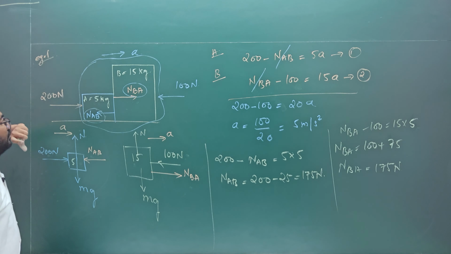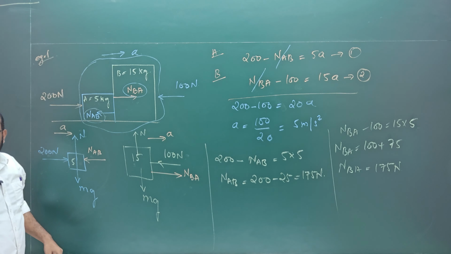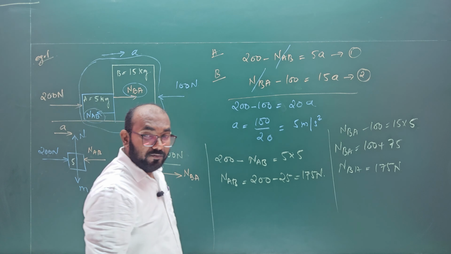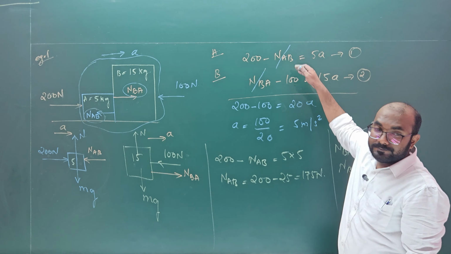20. Net amount of force over here in this direction is 200, and over here in this direction it is 100. So this one will be the bigger value and that one will be the smaller value. So 200 minus 100 divided by 20, directly we can get acceleration. But to find normal, you need any of these equations.